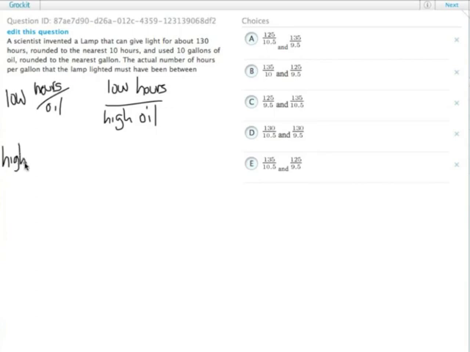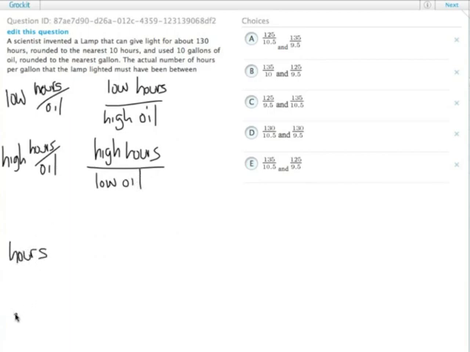The high hours per gallon of oil would be the highest hours over the lowest amount of oil. And so the actual numbers that could be represented by those rounded numbers, we have hours and oil, we have a low extreme and a high extreme.